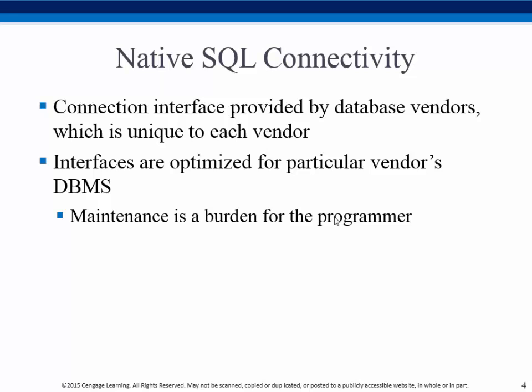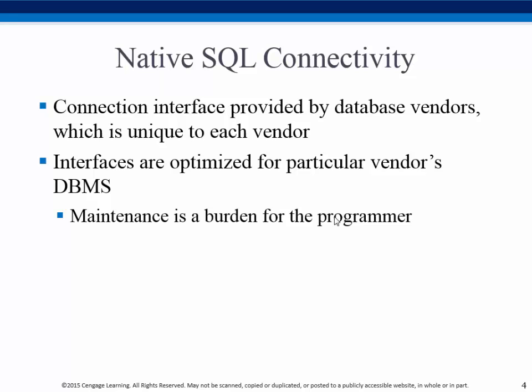Most DBMS vendors provide their own methods for connecting to their databases. Native SQL connectivity refers to the connection interface that is provided by the database vendor and is unique to that vendor. The best example of this type of native interface is Oracle Relational Database Management System. To connect a client application to an Oracle database, you must install and configure Oracle's SQLnet interface on the client computer.